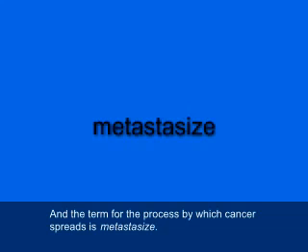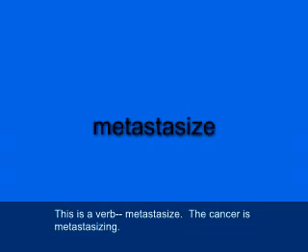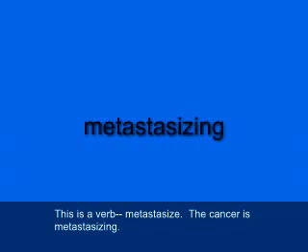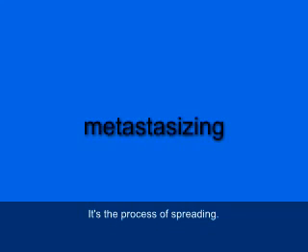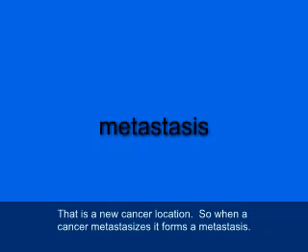Unfortunately, a lot of cancers can spread. And the term for the process by which cancer spreads is metastasize. This is a verb, metastasize. The cancer is metastasizing. It's the process of spreading. Now, that term is easily confused with the noun that refers to the spread cancer itself. In other words, it refers to the new location where the cancer has spread to. And the term for that is metastasis. That is a new cancer location. So when a cancer metastasizes, it forms a metastasis.